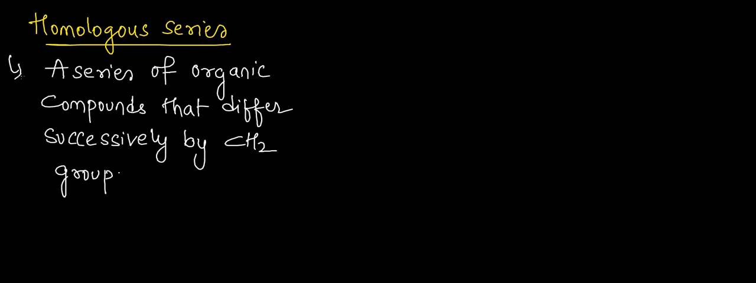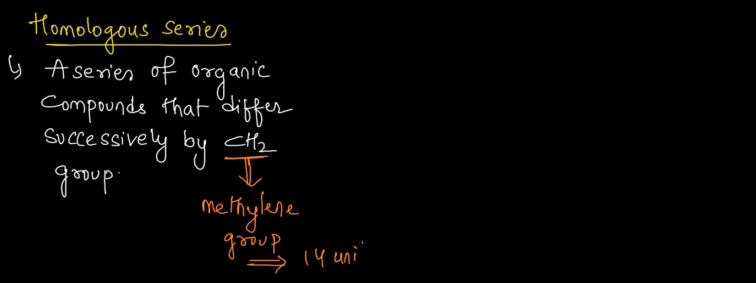Suppose I take the second compound, you have to compare it either with the first compound or the third compound. It's not like you are taking the first compound and the 10th compound. You have to take successive compounds, and if you see the difference in their composition, they differ by CH2 group. What is the name of this CH2 group? It is called the methylene group. And it will have a mass of how much? It will have 14 units of mass, because one carbon atom is 12 and each hydrogen is 1, so it will have 14 AMU mass.